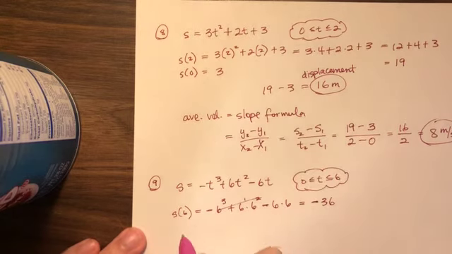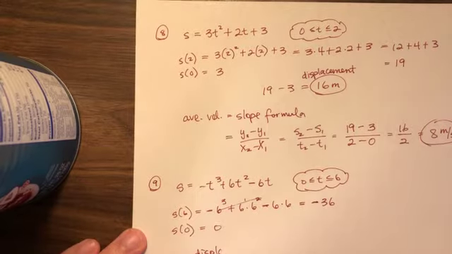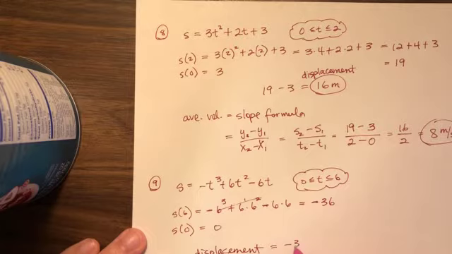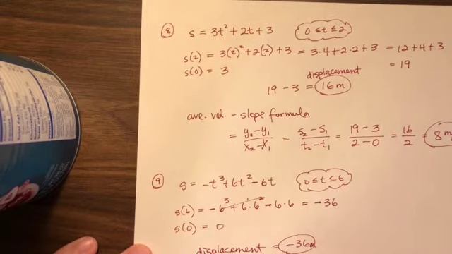All right. S of 0 is what I get when I plug in 0. So 0 plus 0 plus 0 is 0. Okay, so if I want displacement, I just subtract negative 36 minus 0, and there you go. Oh, meters. My old physics teacher would be mad at me if I didn't put that little m there.